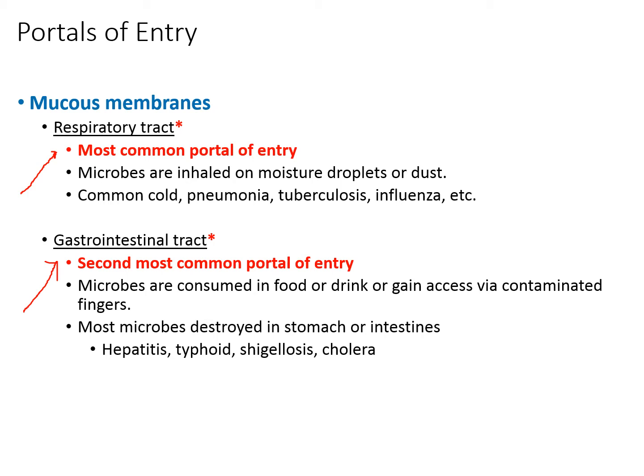But if the number of microbes is high enough, and if there's enough buffering of the pH in our gastric juices or in our intestinal juices, so that the material isn't too acidic or too alkaline, then some microbes might survive. Examples of diseases that occur via microbes coming in contact with the mucous membranes of our intestines include hepatitis, typhoid, shigellosis, and cholera.